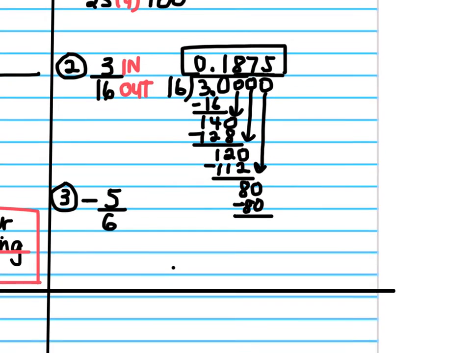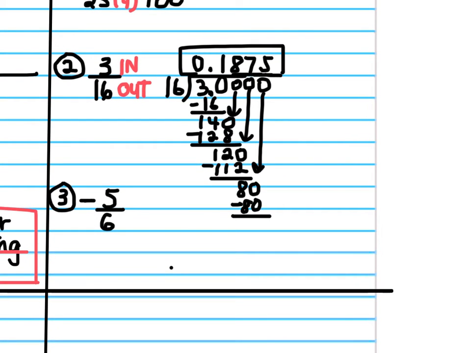Now let's take a look at number 3. When we have -5/6, we're also going to use the in and out method. So with your red pen, please write in and out. And it looks like I'm running out of room, so I'm going to try to squeeze it in over here.